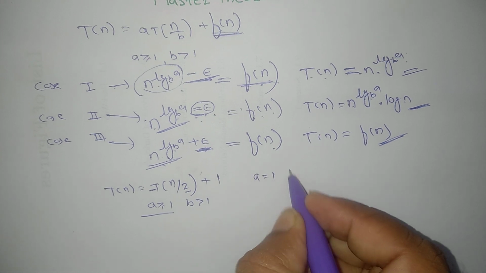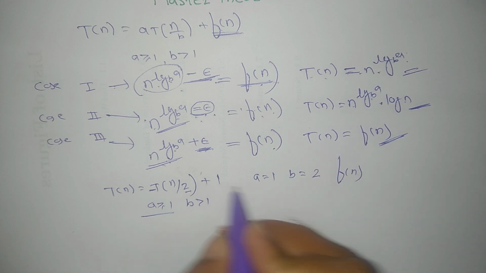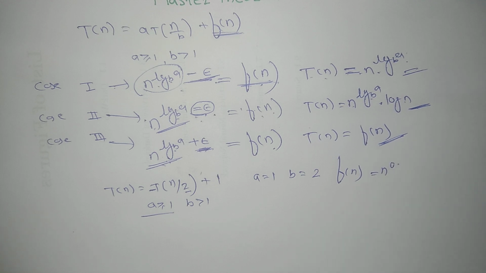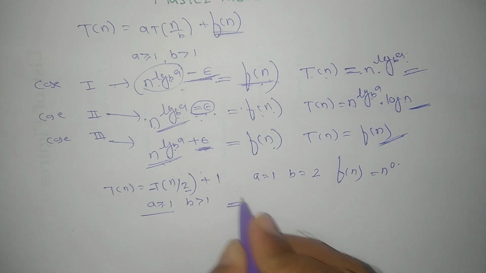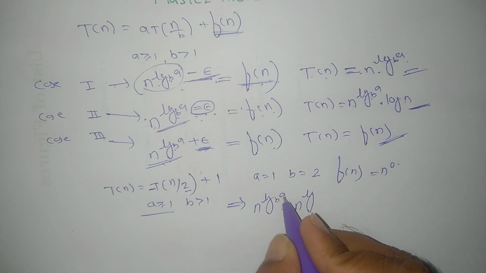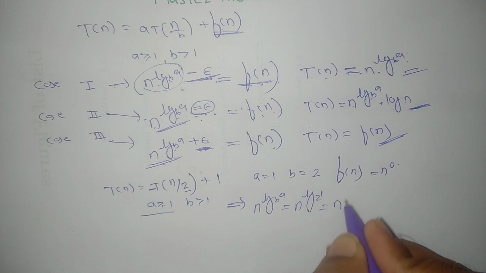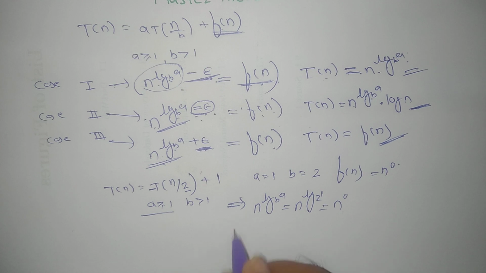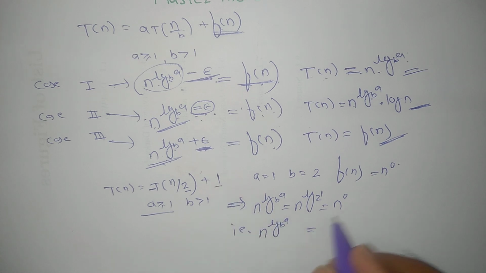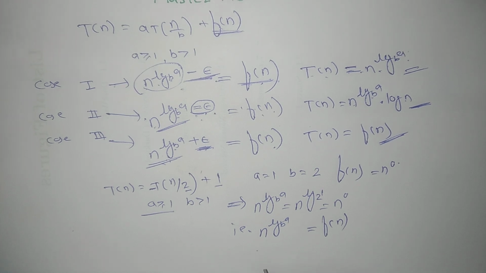A equal to 1, b equal to 2, and what is f of n? 1. 1 means I can write it as n to the power 0. First step, find out n to the power log a by b. Here a is 1, b is 2, so log 1 is always 0. That is n to the power log a by b, and I have to compare it with f of n.